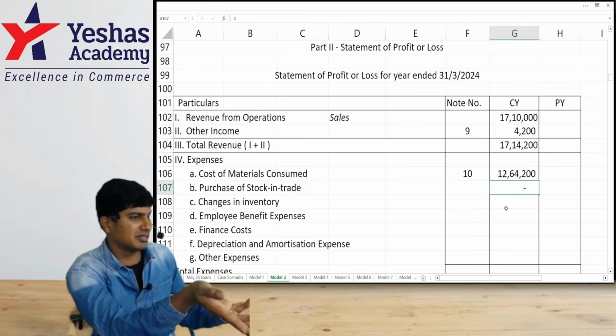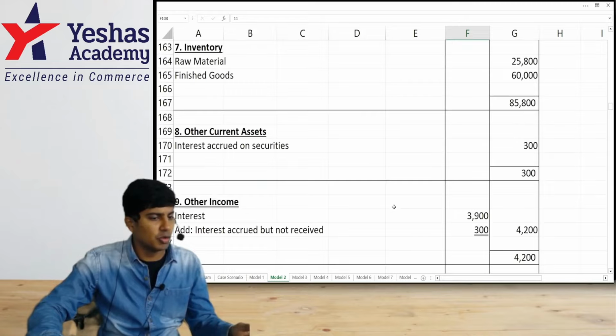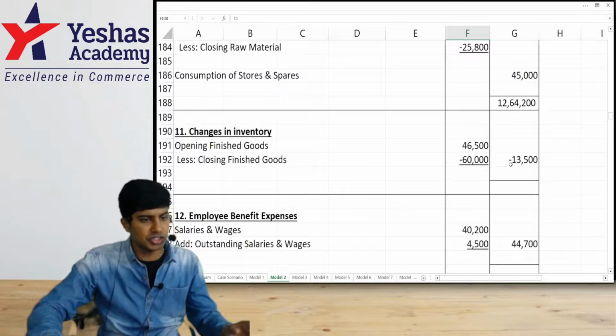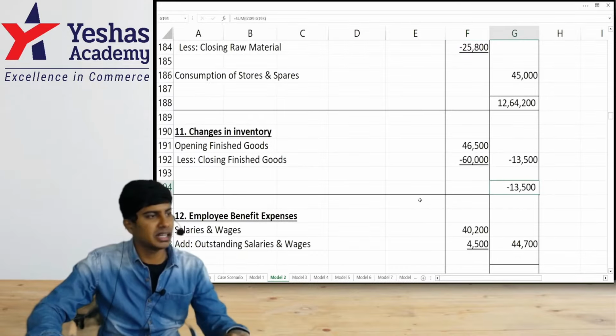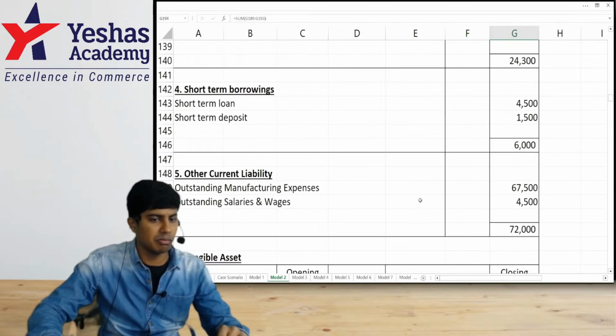What do we have next? Changes in inventory. Opening minus closing. We've done for finished goods. WIP, anyways, it's not there. How much are the changes in inventory? Minus 13.5. Sir, minus? Write it like that only. Minus 13,500, you write minus 13,500. This changes in inventory is one item in P&L which can be negative.